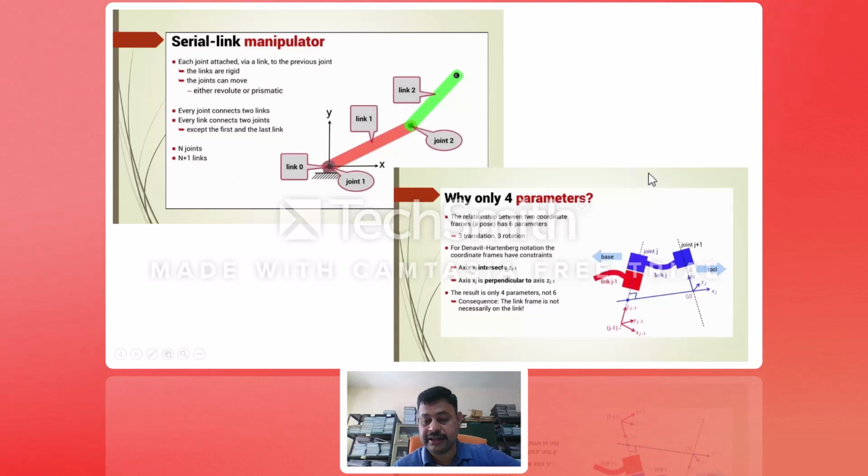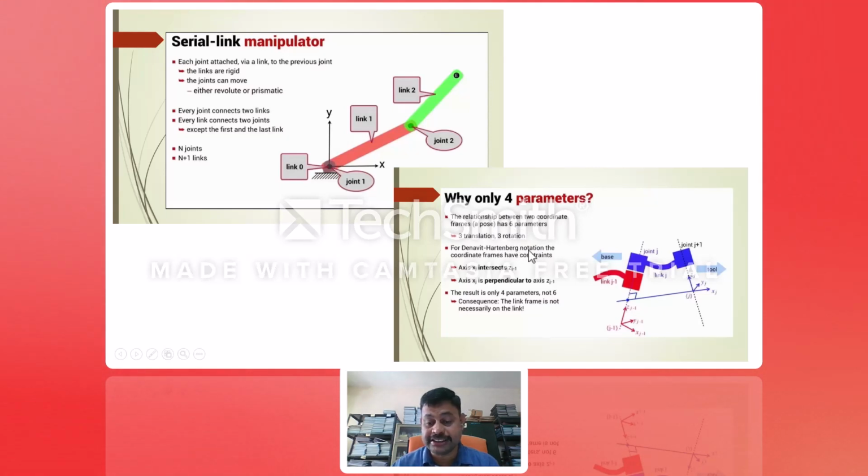Now we are going to talk about why 4 parameters. Previously, in the DH representation, we are considering 4 parameters. The remaining 2 parameters, how are we ignoring them? That is an important thing we need to understand. If you take any movement, you have 3 translations and 3 rotations. You know that is basically available. 3 translations means movement with respect to x, y, z. Rotation means rotating about x, y, z.